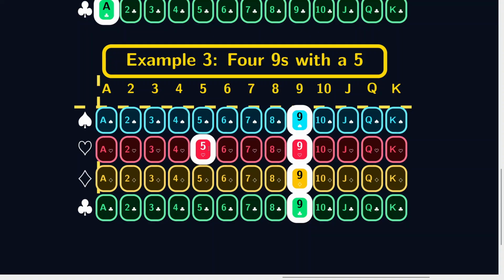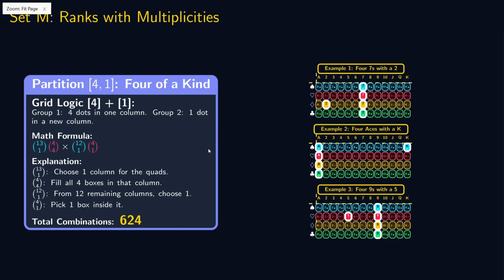Now let us build the formula and count exactly how many of these hands exist. We handle the 2 groups separately and then multiply. For the first group, the 4-of-a-kind part, we need to choose which column will be completely filled. We have 13 ranks, so we write 13 choose 1. Then, within that chosen column, we need to fill all 4 boxes. Since we want all 4 of the 4 available boxes, we write 4 choose 4. And 4 choose 4 is always equal to 1. There is only one way to select every item from a group, which is simply to take all of them. So the first part gives us 13 multiplied by 1, which is 13.